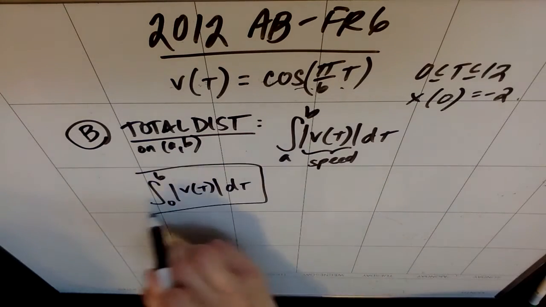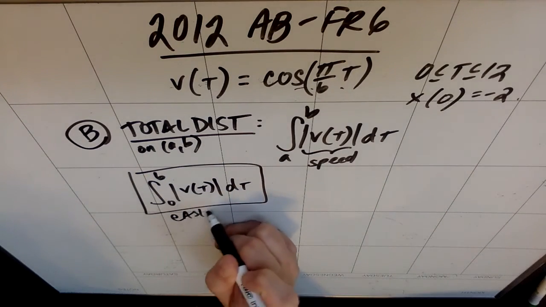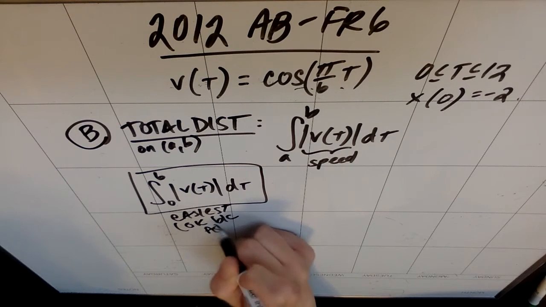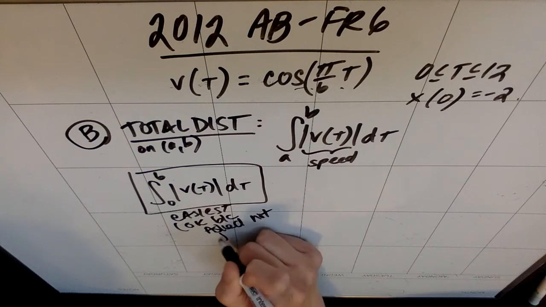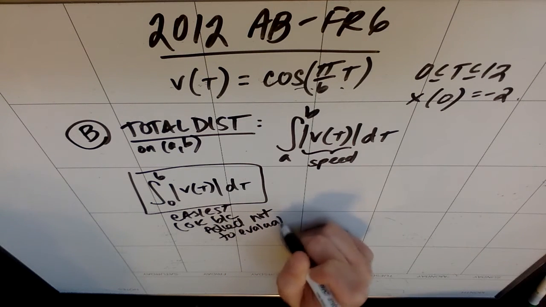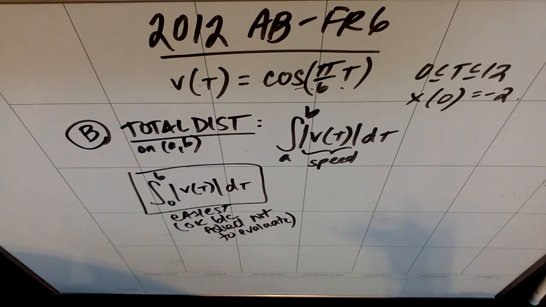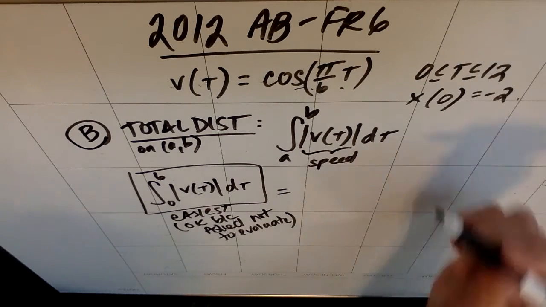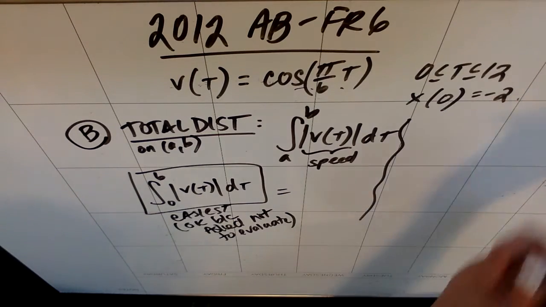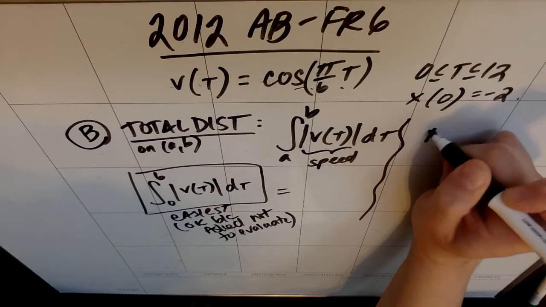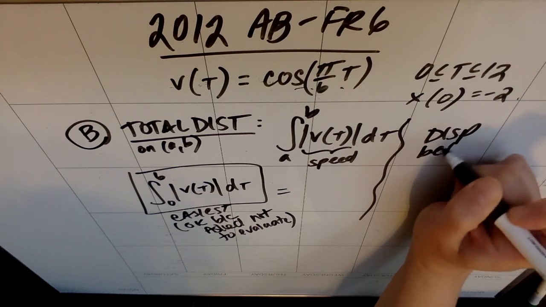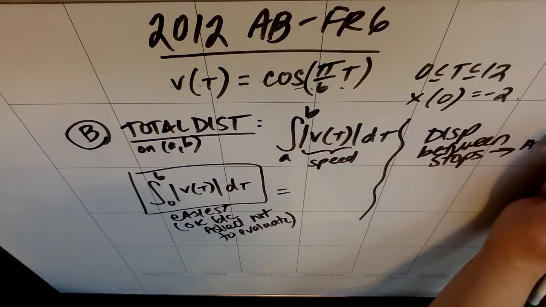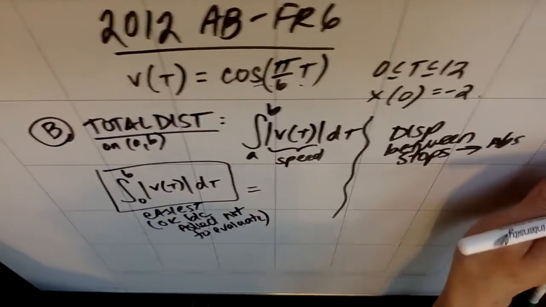So this is the easiest of the correct answers, right? It is the easiest, and it is okay because you're asked not to evaluate, right? But on a non-calculator section, if they had asked you to evaluate this, what you would have to do instead is you would have to integrate between stops. Now, the other way to do this problem is you can find displacement between stops and then absolute value it. Sorry, you guys can't see that. There you go.